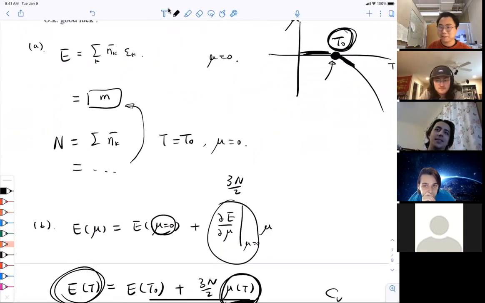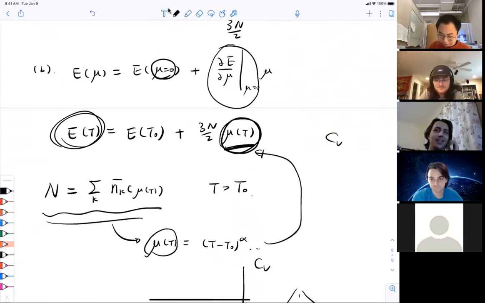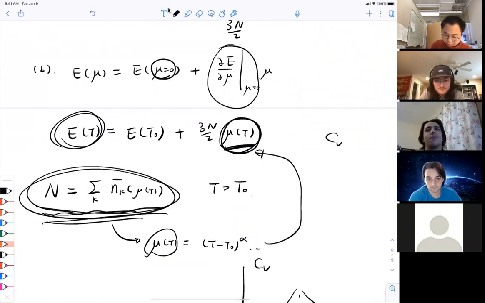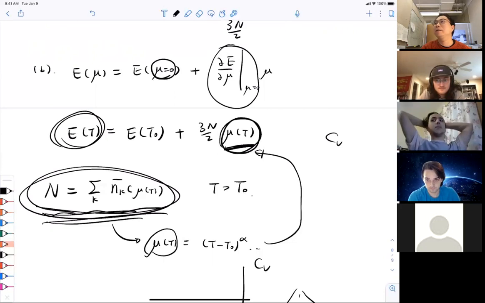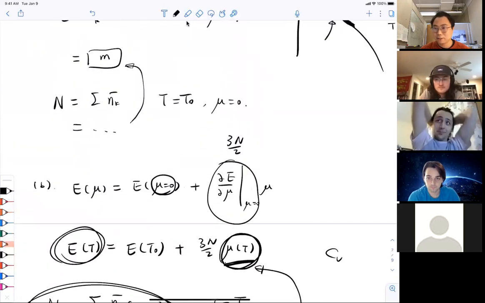There are many detailed calculations, like how we get this mu(T) from this equation, which is very tricky, and other stuff. I wrote down all the details in my notes, so I think that's good. Okay, you're free to go if you have no questions.